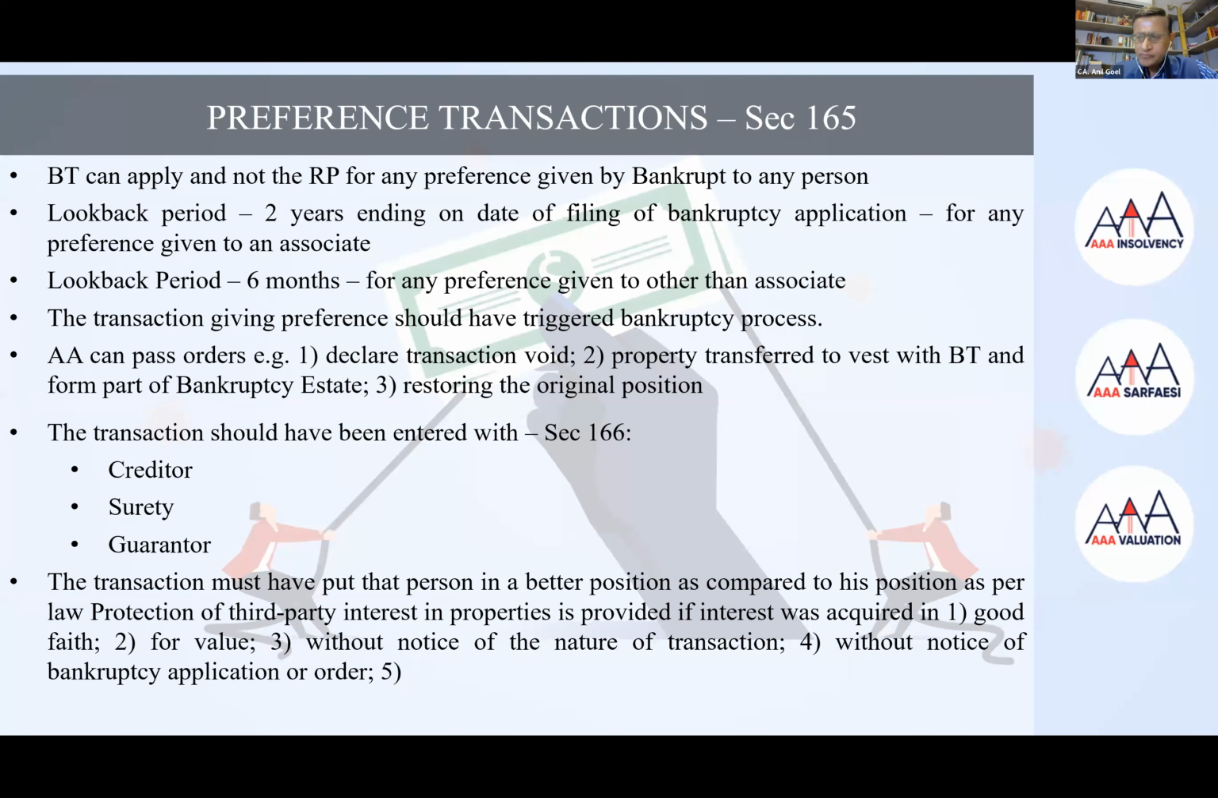So there is a clause which also provides for the protection of third parties. The protection of third party interest in properties is provided if the interest was acquired, number one, in good faith, number two, for full value which has been paid by third parties, three, without notice of the nature of transaction, and without notice of bankruptcy application or order. So the transactions with third parties can be protected if these conditions are fulfilled. This is almost similar to section 43 for CIRP.